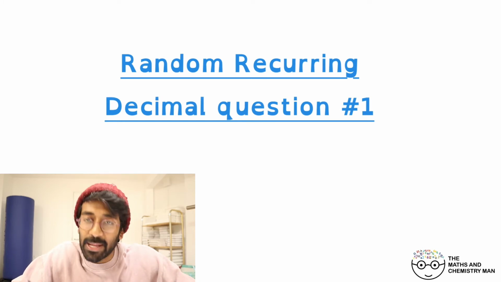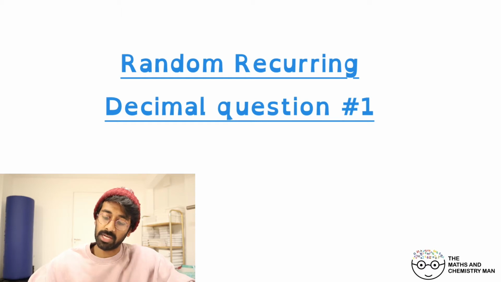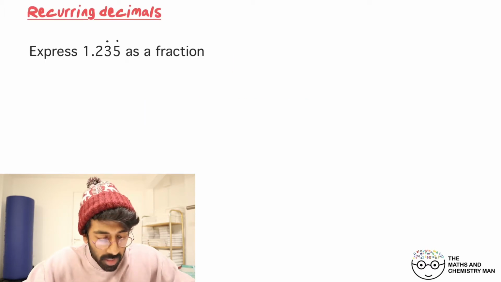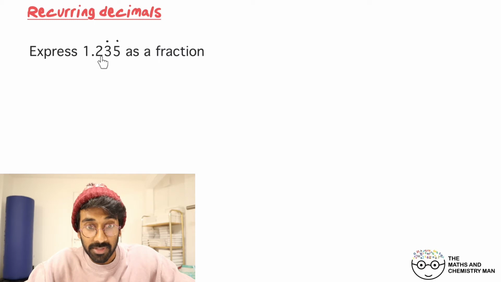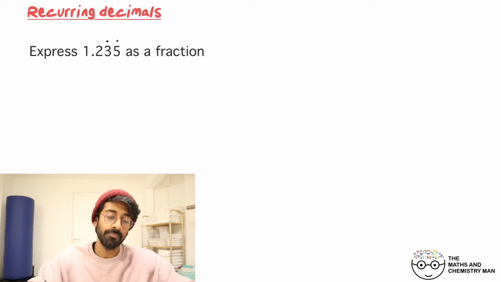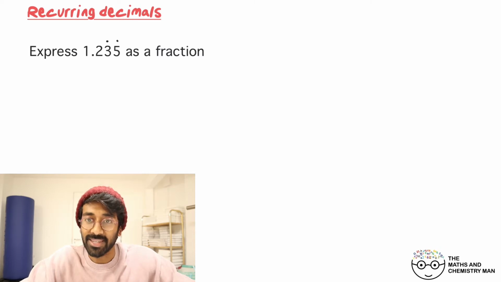Okay, today's question is on recurring decimals and how we turn them into fractions. So let's give this one a go. What we've got to do here is express this recurring decimal, 1.2 with 3.5 as the recurring part, right? So 1.2353535. We're going to turn that into a fraction. So jot this one down quickly on your piece of paper, have a go, and we'll go through the solution in a couple of seconds.